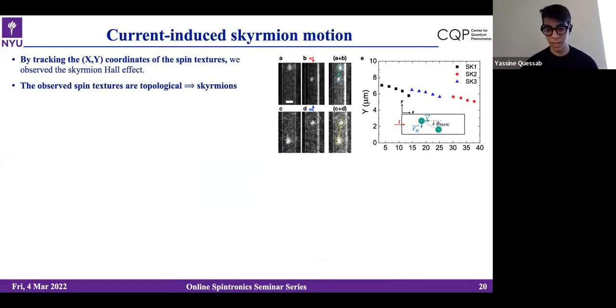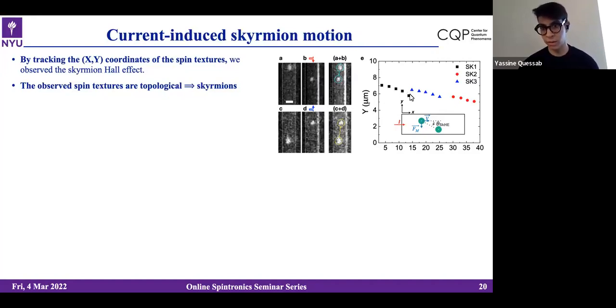The other metric that is important for technological application is the skyrmion Hall effect, that one needs to suppress to avoid information loss. And that's what we studied also in our cobalt gallium thin films, by tracking the coordinates of the spin textures that we nucleated in the MOKE after sending a current pulse. And that's what I show here in figure E. That is the tracking of 3 spin textures.